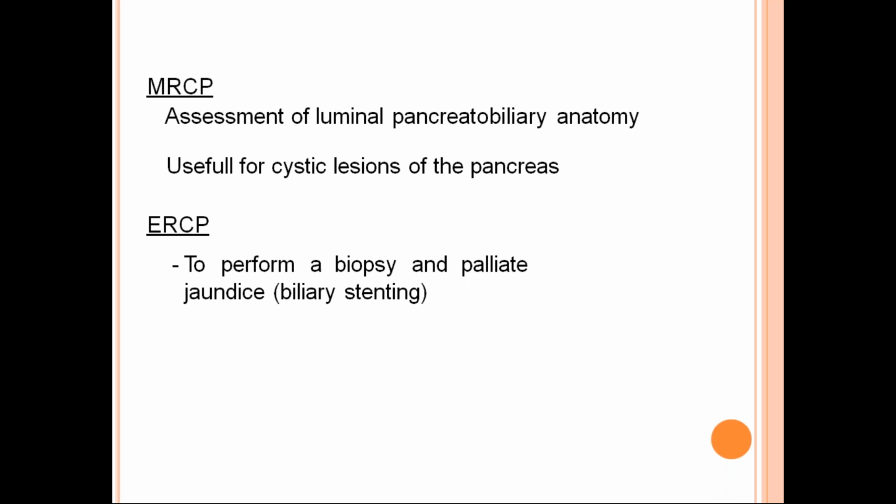Next, MRCP and ERCP, magnetic resonance cholangiopancreatography and endoscopic retrograde cholangiopancreatography. So in MRCP, no dye is given, nothing is given. The patient is asked to have some 8 hours of fasting before the investigation is done, and the bile itself acts as a contrast. Okay, assessment of luminal pancreaticobiliary anatomy, useful for cystic lesions of the pancreas. In ERCP, you can have a diagnostic, a therapeutic also. Okay, so you can perform a biopsy or a brush cytology, and you can have a therapeutic, that is stenting also can be done through ERCP.